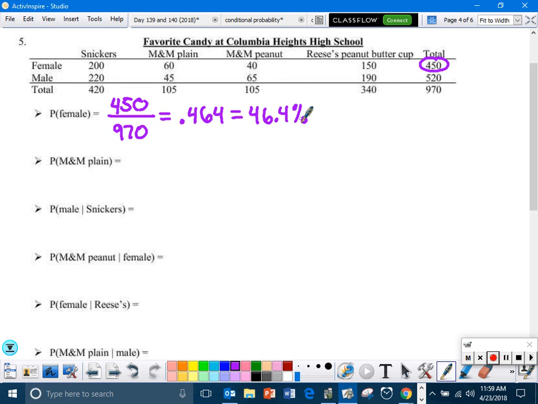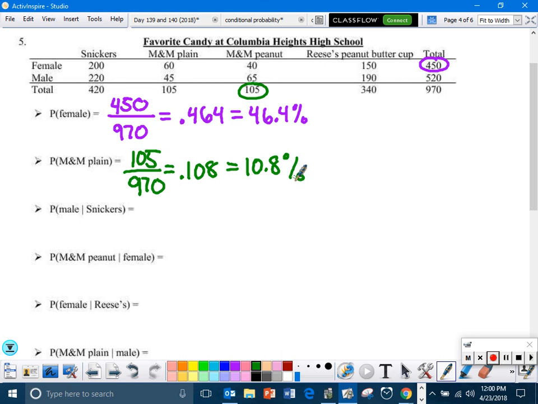Okay, so M&M Plain. There are 105. It doesn't say male or female, it just says M&M Plain. So that's 105 out of 970. And the decimal for that is 0.108 or 10.8%.